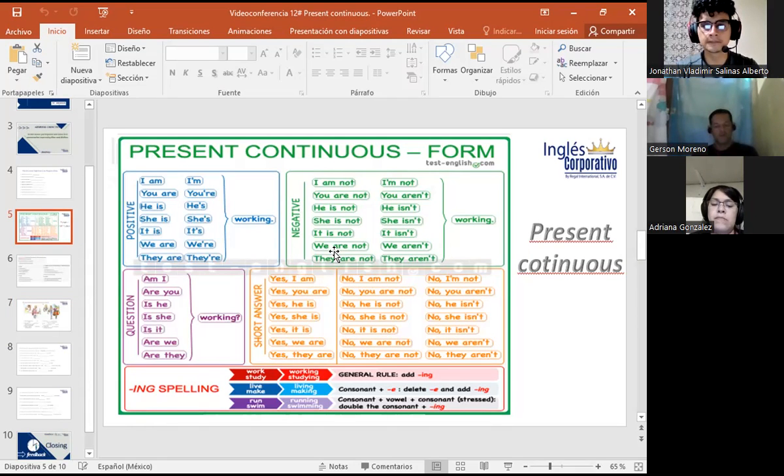Subject, the verb be, plus the verb plus the ing form. And for a question, it is the verb be plus the subject, plus the verb with ing. And you can see part of the examples. Okay, thank you. You're welcome.